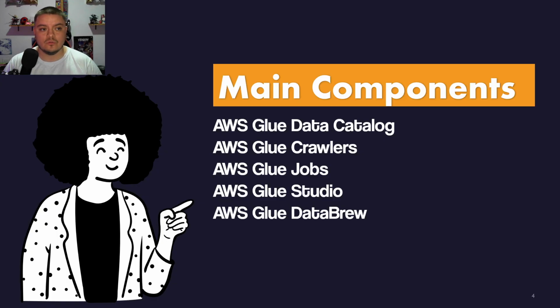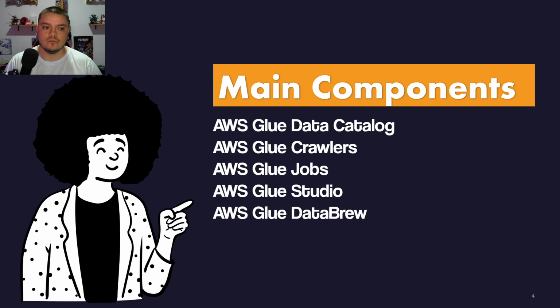Third, we have AWS Glue Jobs. This is an ETL script that extracts, transforms, and loads data into different formats. It can be written in PySpark, Scala, or plain Python. This is highly scalable, leveraging parallel execution with Apache Spark.